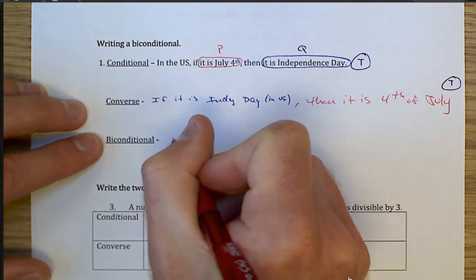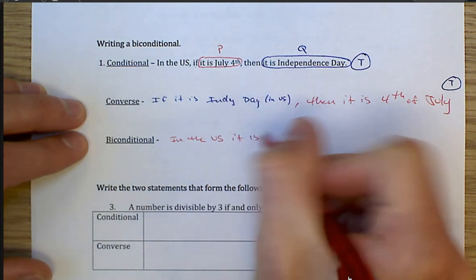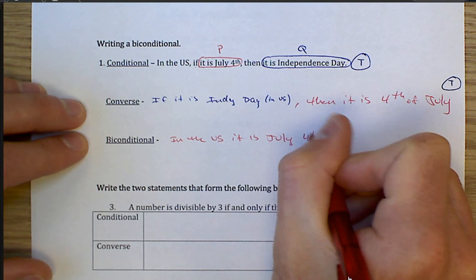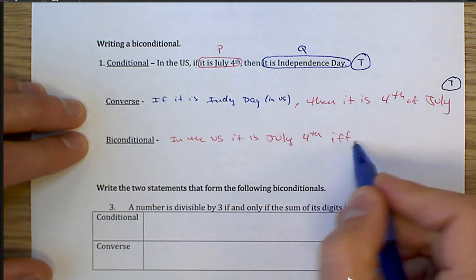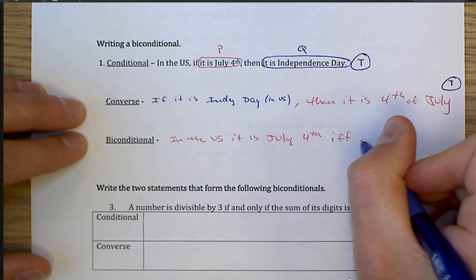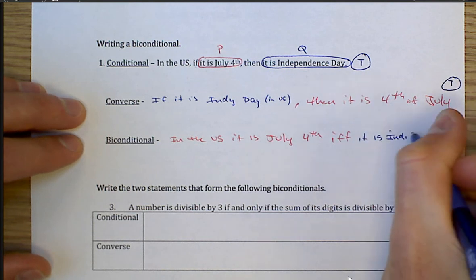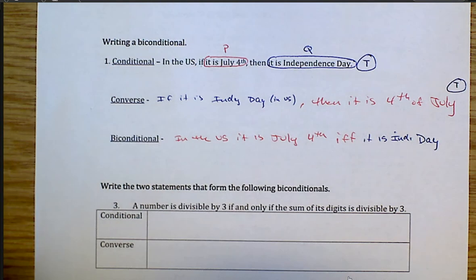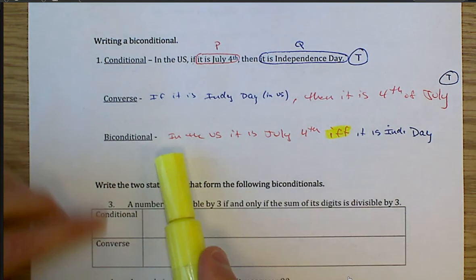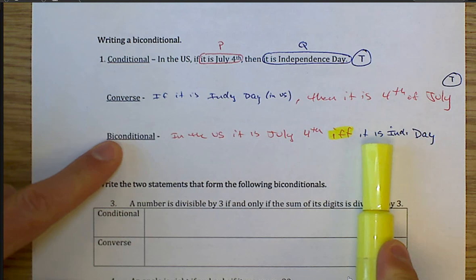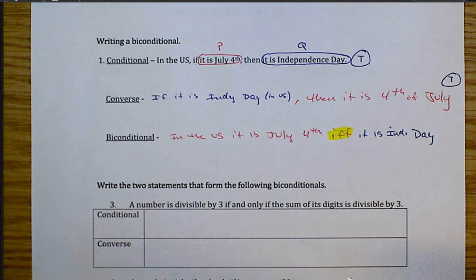In the U.S., it is July 4th if, I put IFF sometimes for this symbol, that's my shorthand of if and only if, it is Independence Day. I'm highlighting my if and only if part like I did on the front so you can see that transition. Remember, biconditional has no if and no then in it. In the U.S., it is July 4th if and only if it's Independence Day. Okay? All right.